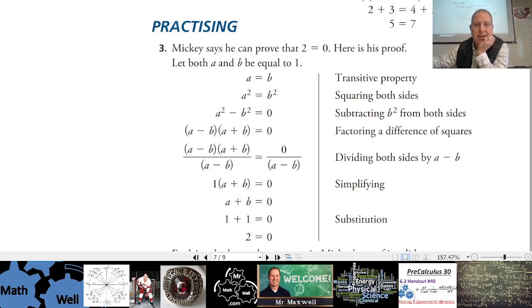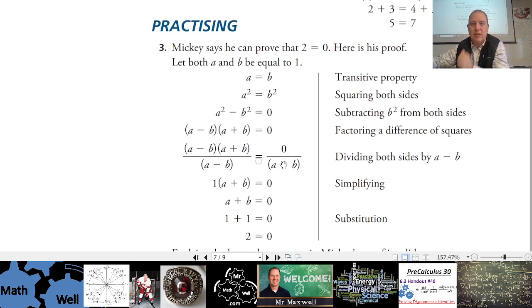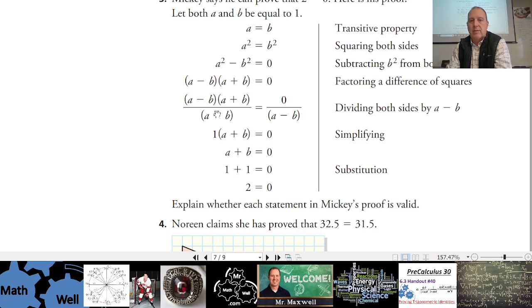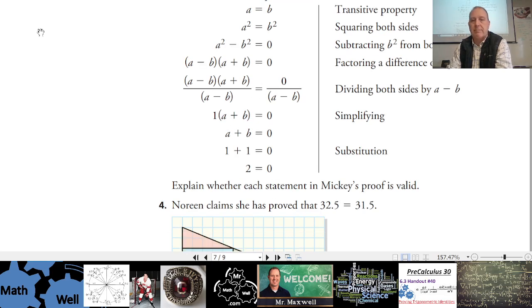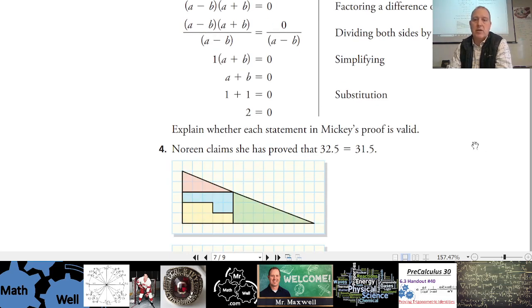Notice that when you divide by A minus B, let's go back up here. If A equals B, if you have a quantity minus itself, you get 0. So actually right here, we're dividing by 0. That's the problem step. You cannot divide by 0 and get a real answer. It's undefined. So everything underneath this step is no good because it's an invalid step. So that's 1 to 3.